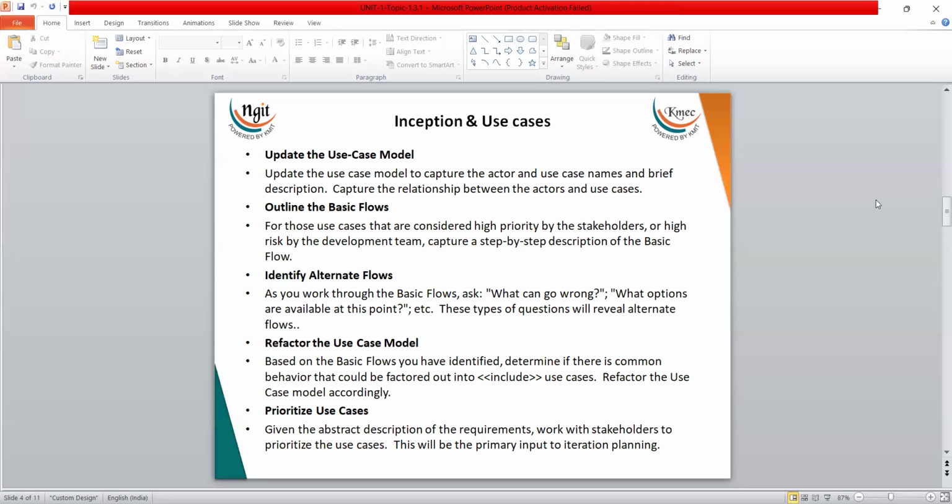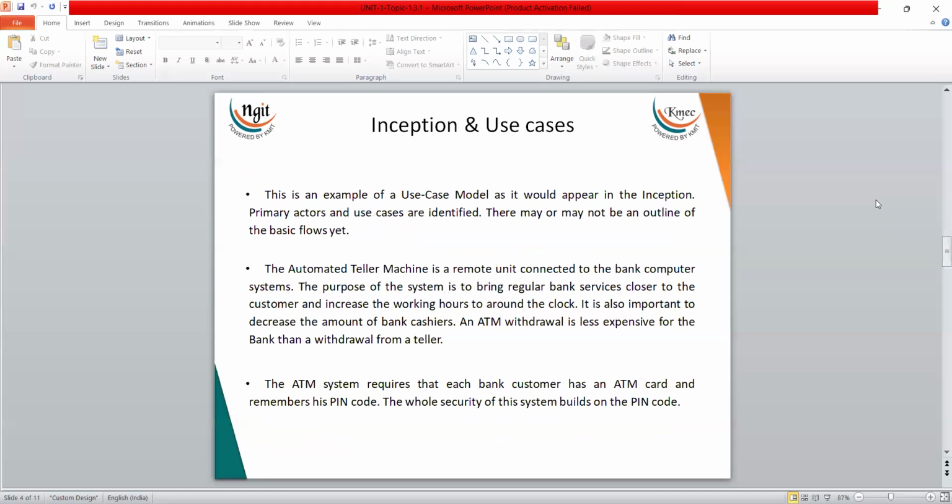The next one is prioritizing use cases. Given the abstract description of the requirements, work with stakeholders to prioritize the use cases. This will be the primary input to iteration planning. Coming to inception and use cases, this is an example of the use case model as it would appear in inception. Primary actors and use cases are identified. There may or may not be an outline of the basic flow yet.